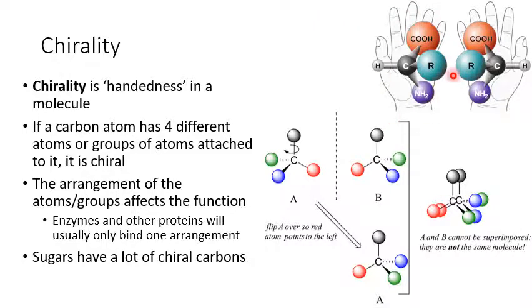So for instance, with this amino acid, if it had two carboxyl groups instead of a carboxyl and an amino, then that would only be three different things. So it would be a carboxyl, a side chain, and a hydrogen atom. That would not be chiral. It has to have four different things attached to be chiral.